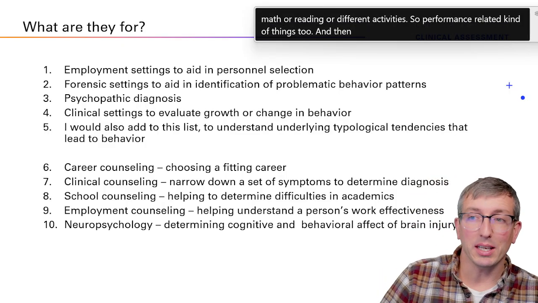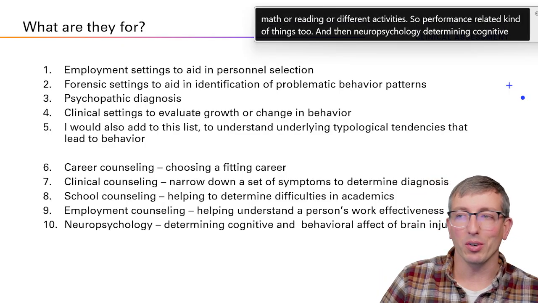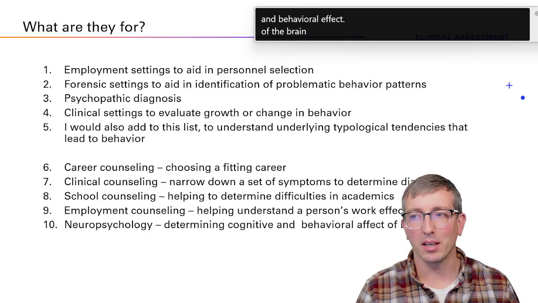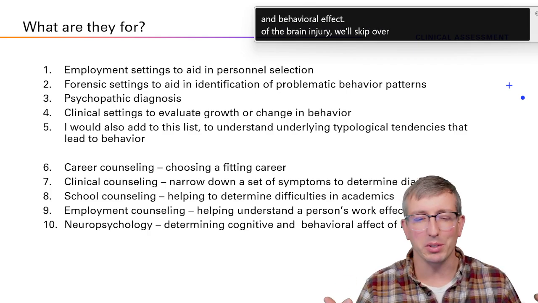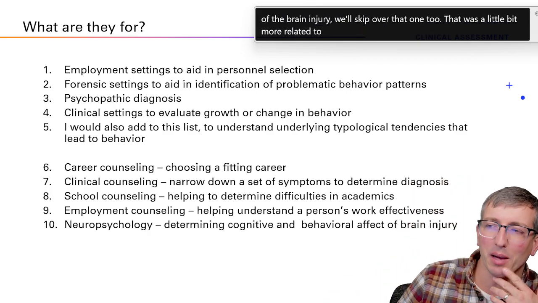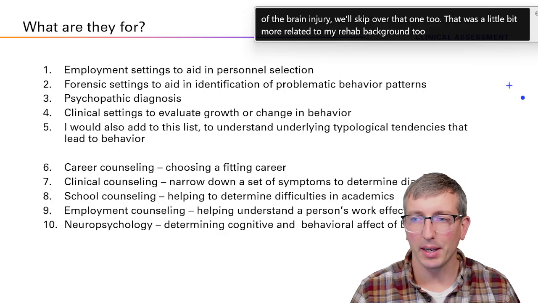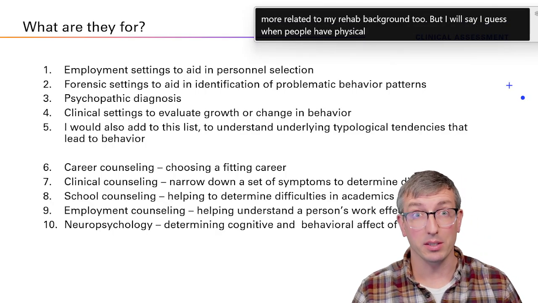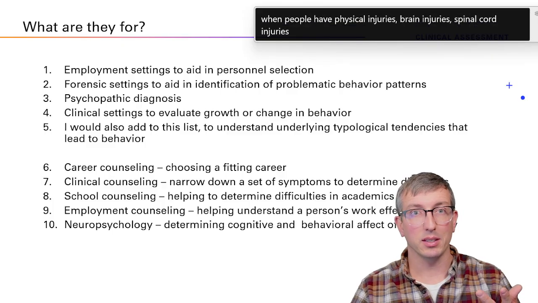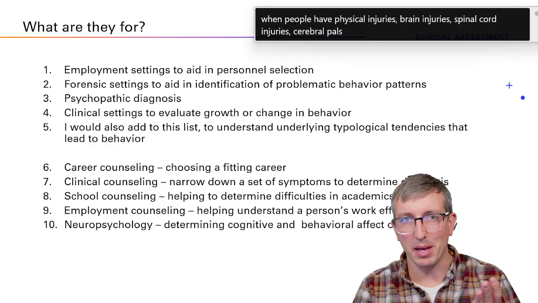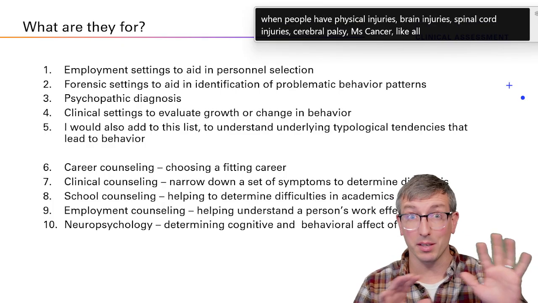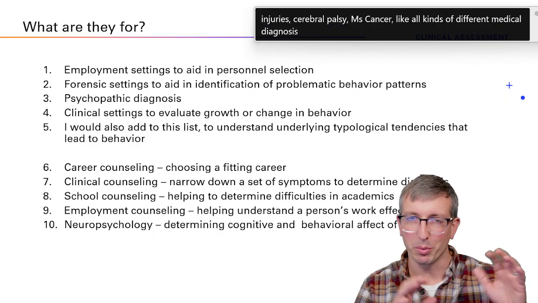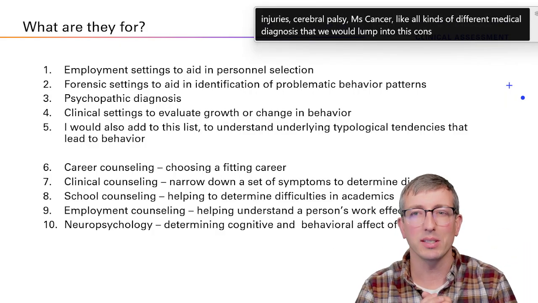And then neuropsychology, determining cognitive and behavioral effects of brain injury. We'll skip over that one too. That was a little bit more related to my rehab background too. But when people have physical injuries, brain injuries, spinal cord injuries, cerebral palsy, MS, cancer, like all kinds of different medical diagnoses that we would lump into this consideration of disability.